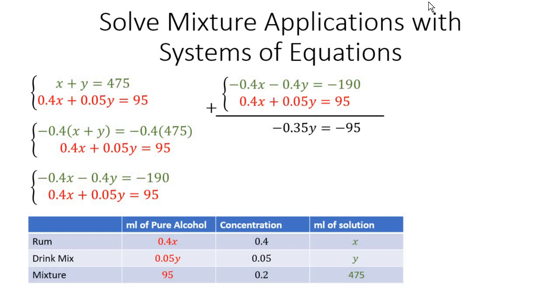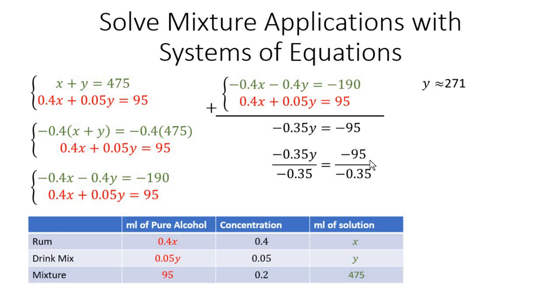And all I have to do now is divide both sides by negative 0.35. When I divide the left by negative 0.35, I get y by itself. When I divide the right by negative 0.35, I'll get approximately 271, rounded to the nearest whole number.